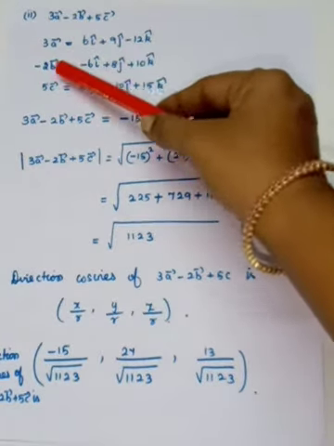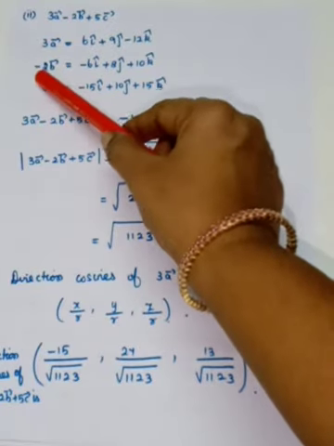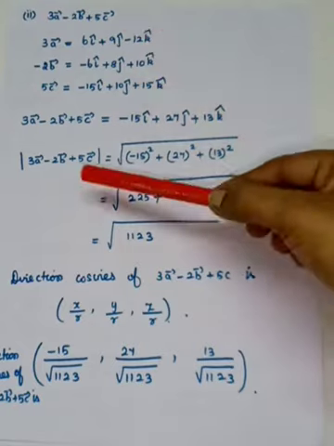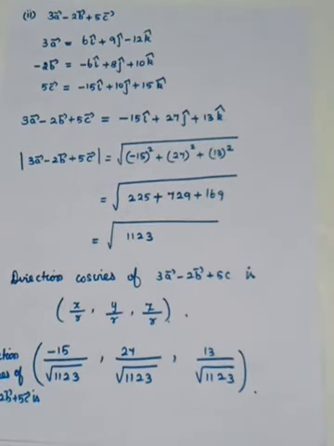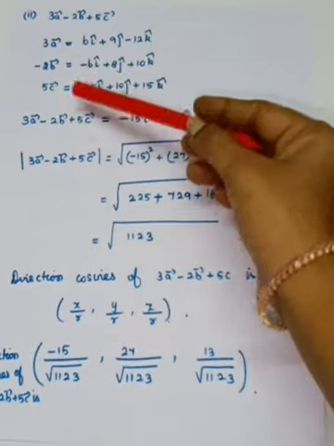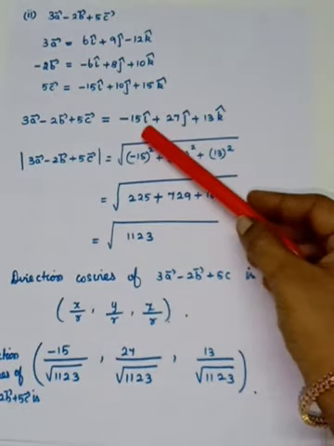Here I am going to add all the three because already I have found minus 2 b. So I am going to add all the results. How to add? You have to add the x component, that is the i component. So 6 i cap minus 6 i cap get cancelled, and you will have only minus 15 i cap.